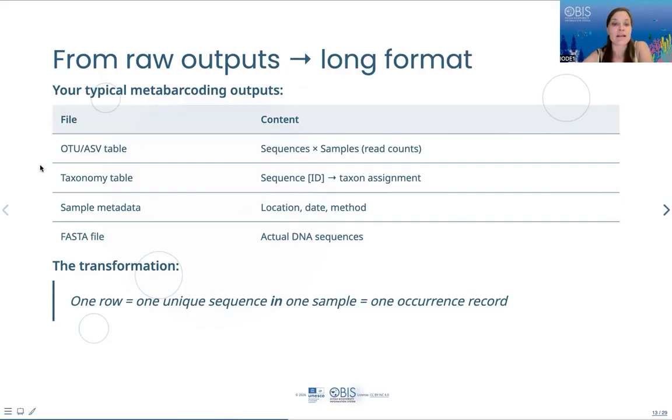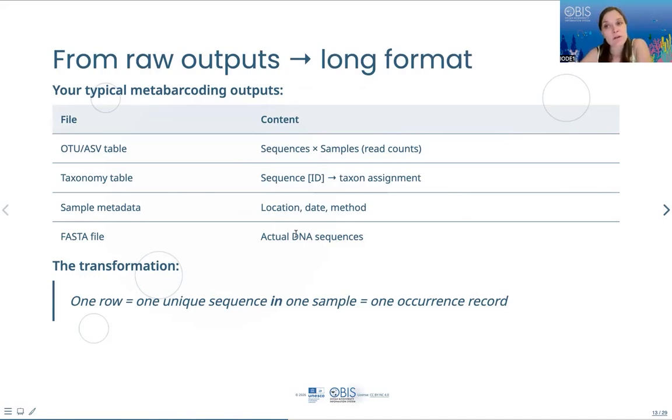So for example, an OTU ASV table, a taxonomy table, where you have your taxonomic IDs linked to each sequence, your metadata, so everything linked to your samples, and of course your FASTA file where you have the actual DNA sequences that are linked to your OTU or ASV IDs. Now, I think all eDNA practitioners or DNA practitioners, this is how we usually work with our data.